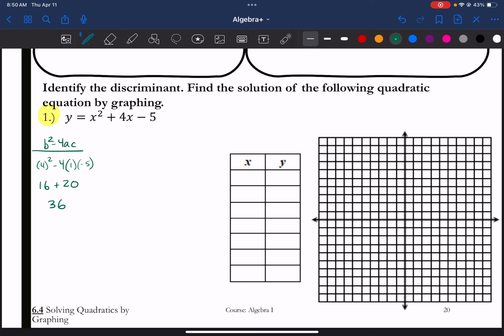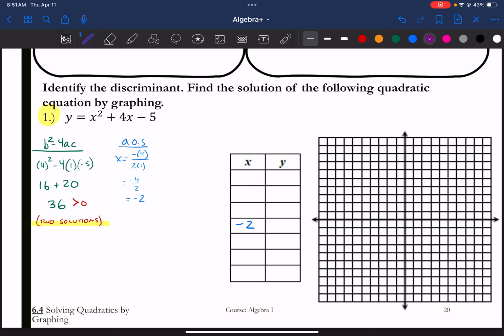This tells me my discriminant is 36, and I need to determine, is that greater than 0, equal to 0, or less than 0? We see that this is greater than 0, which tells me that my discriminant will show me 2 solutions. I'm worried about the 2 solutions part because that tells me there's going to be 2 x-intercepts. Now I find my AOS, so I can start to solve it. So I get x equals negative b, which is negative 4, over 2 times 1, which is negative 4 over 2. My AOS is negative 2.